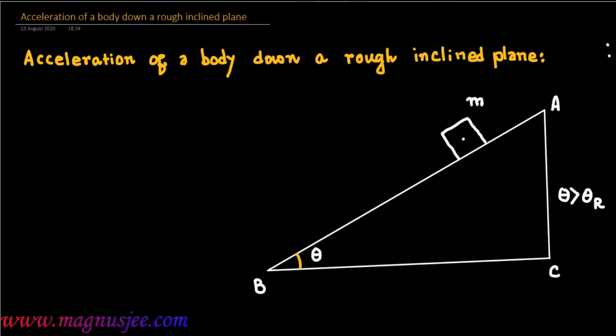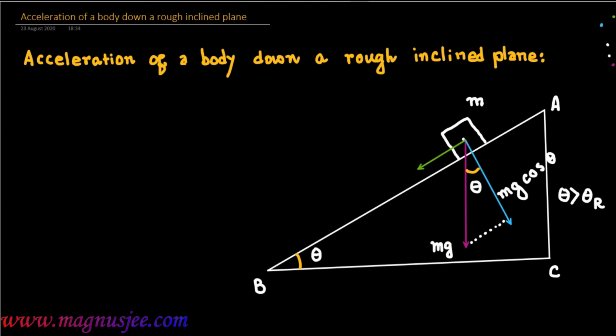Weight of the body, that is mg, is acting vertically downwards. This is the direction of the weight mg of the body, which is perpendicular to the horizontal plane BC, and we can draw a straight line which is perpendicular to the inclined plane AB. This angle will be again theta. We can prove that the angle of inclination theta and the angle subtended by mg with the straight line perpendicular to the inclined plane AB will be theta again. And this component will be mg cos theta. This is the rectangular component of the weight mg, which is perpendicular to the inclined plane AB.